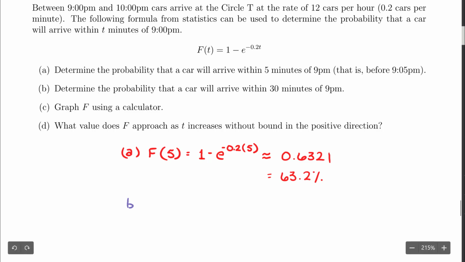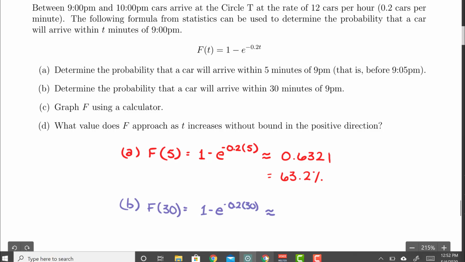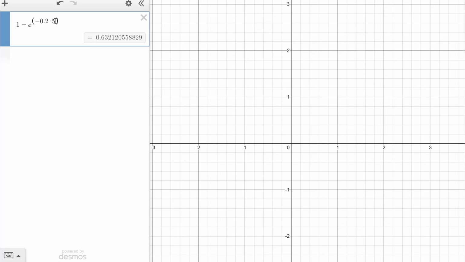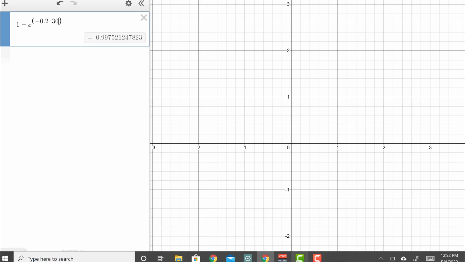For part B, now it's asking what's the probability that a car will arrive within 30 minutes of 9 p.m. So in this case, we're looking at f of 30. We replace t with 30, and we're going to type that in on our calculator. What's nice about Desmos is I can just go right back up here and change that 5 to a 30. There we go, 30. And I get 0.9975.